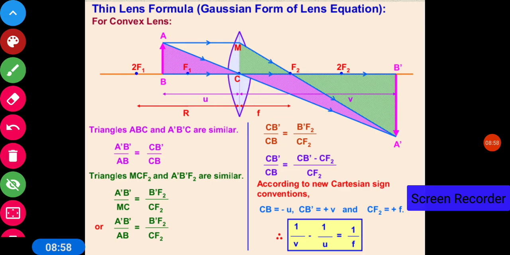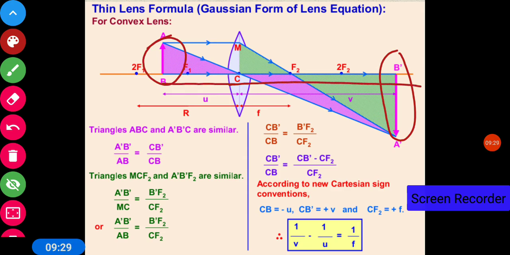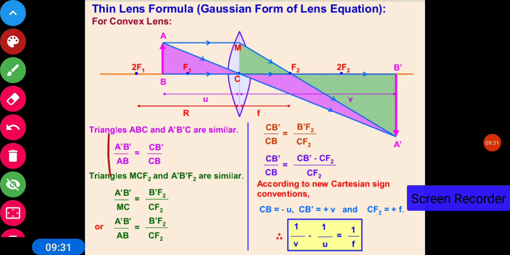Now we will try to find the lens formula. Now in this figure, see carefully that ABC is one triangle. Another triangle is A dash B dash C. Both the triangles are similar because this angle is 90 degrees and the opposite angles are equal. So we can say by AA similarity these triangles are similar triangles. In similar triangles, the corresponding sides have the same ratio. So A dash B dash upon AB, the corresponding side is CB dash upon CB. So we can write A dash B dash upon AB is equal to CB dash upon CB.